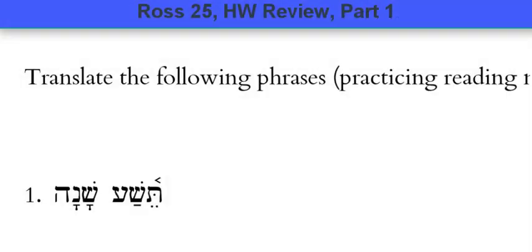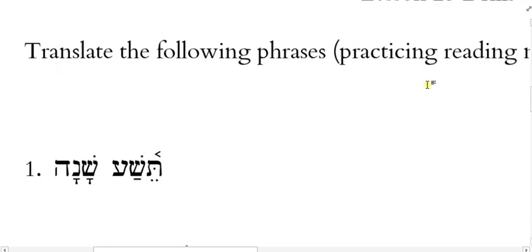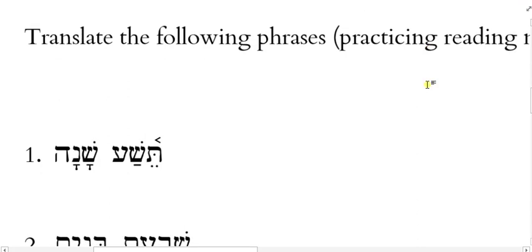Let's go through the drill sheet together, and we'll look at number 1 here. I'm going to walk through all of these with you just by way of reviewing the chapter. Okay, we have tesha shana. So, what does the word tesha mean? What number is that? Okay, this is the number 9.